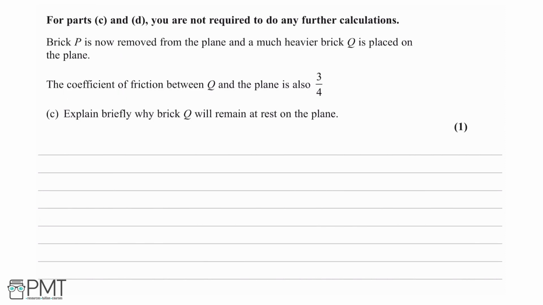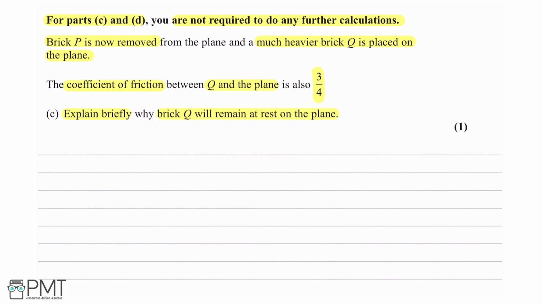We have been told for parts C and D that we are not required to do any further calculations. We are told brick P is now removed from the plane and a much heavier brick Q is placed on the plane. Okay, so by being placed, there is no external force, only the natural ones. We're then told the coefficient of friction between Q and the plane is 3 over 4. And we've been asked to briefly explain why brick Q will remain at rest on the plane for 1 mark.